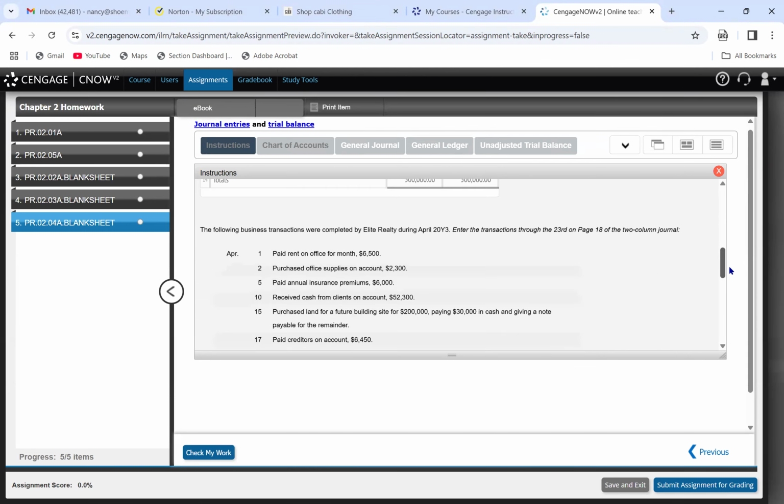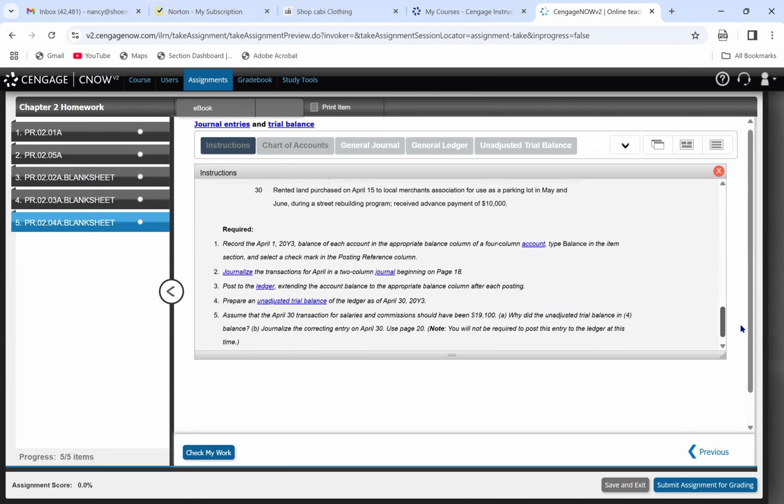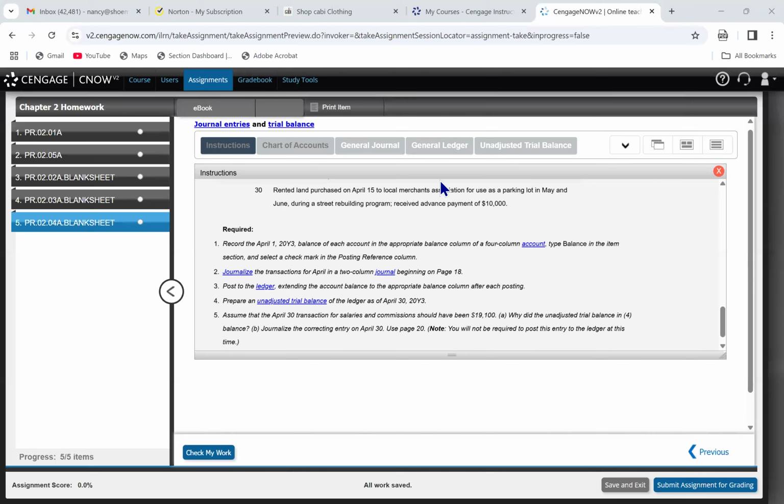Then it goes on and tells us some transactions that happened during the period and wants us to enter some items. But the first thing we need to do is take the unadjusted trial balance and record the April 1st balance of each account in the appropriate balance column of a four-column account. Type balance in each item. So that's the first thing we're going to do right now: go through and take those initial balances and place them in each account.